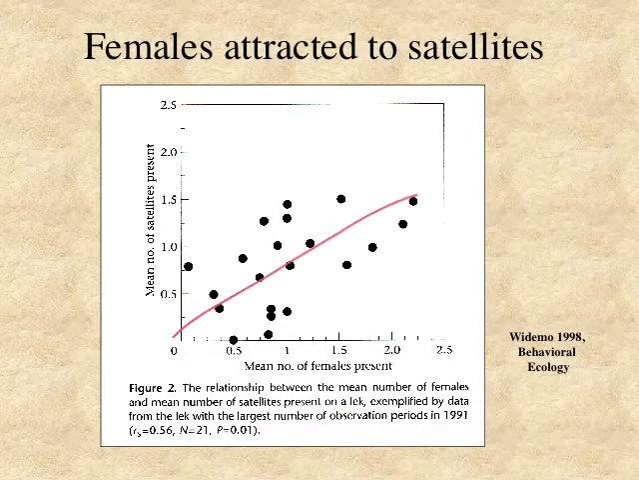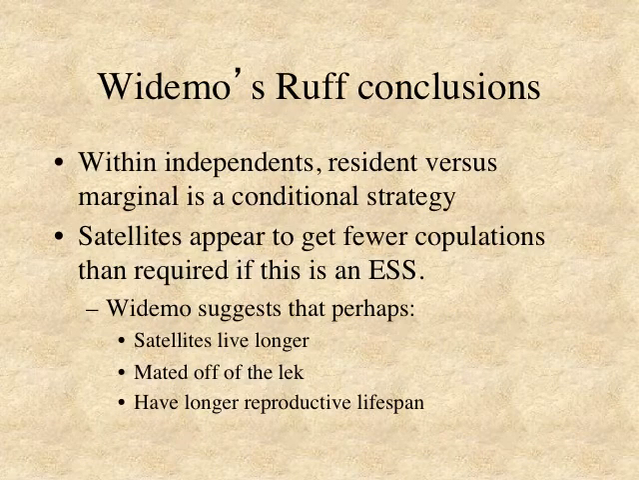there's a positive relationship. So females don't just pick a male at a lek, they also visit multiple leks, and these data suggest that females go more to leks that have more satellites, suggesting females are attracted to those satellites, and it's possible that the females are mating with satellites off of the lek that were not observed in the study.